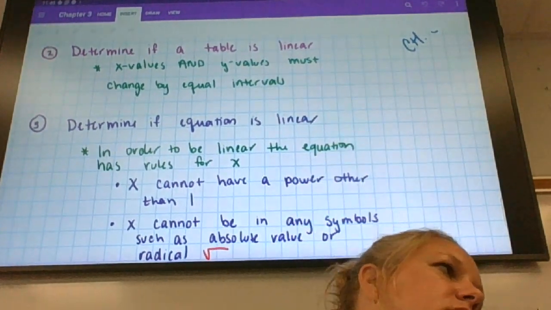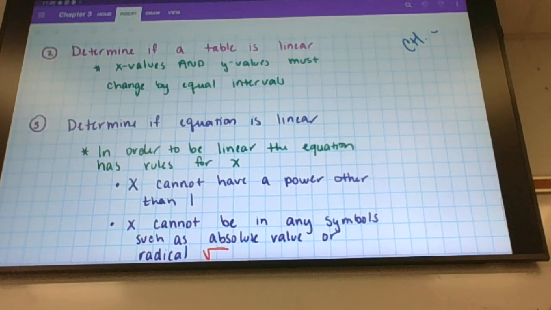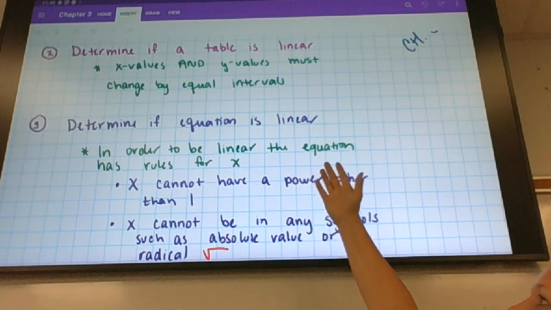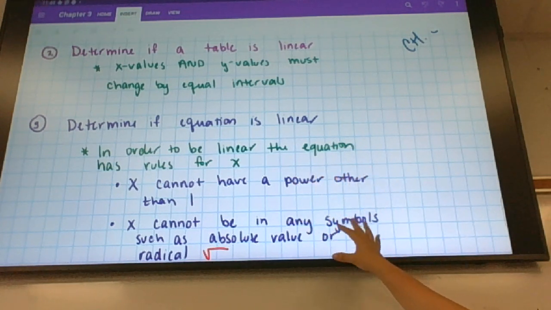Number 3. All right. What if they don't give you a graph? Given a picture, you can see if something is a straight line. But what if they just give you a bunch of numbers? How do you know? What if it's just an equation? In order to determine if an equation is linear, there are rules.